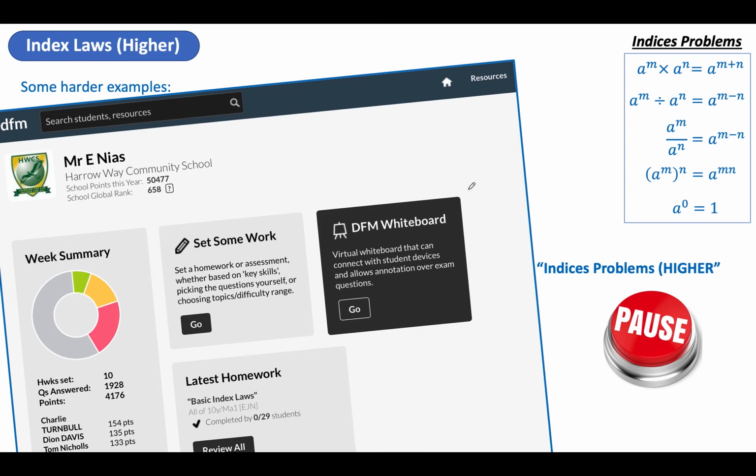Here you go. Right, here's your task to do. As always, it's not that one written in the bottom there. It's this one here. Indices problems higher. Don't know why there's no bracket there. That upsets me. And there are only, I think, 8 questions to do, but they do get quite tricky.